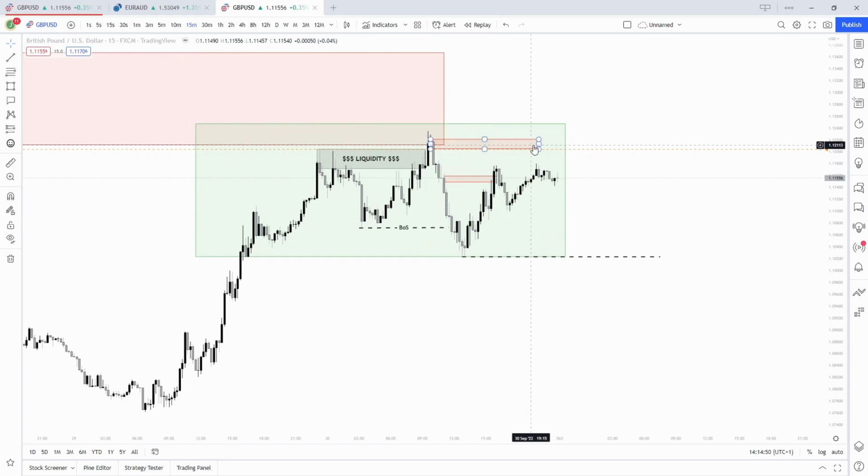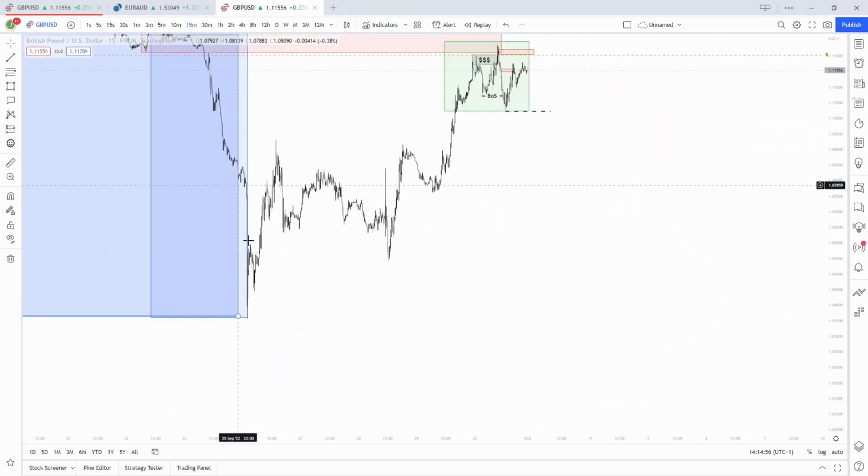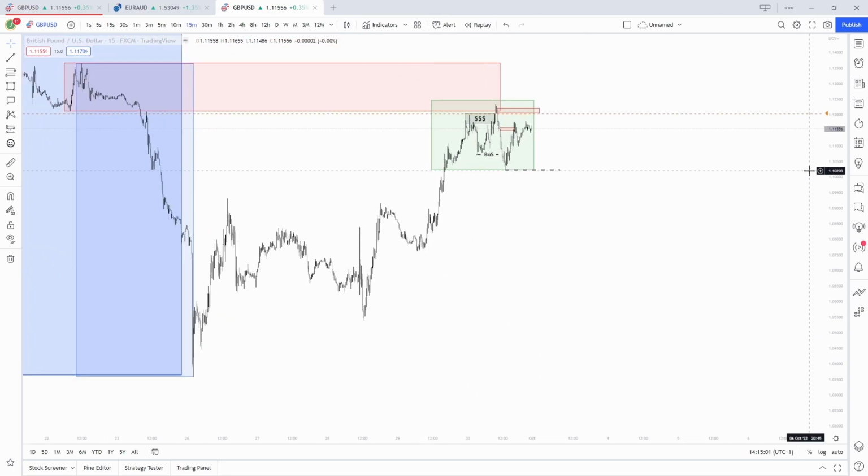I've then identified 2 supply zones, which price may react to. If so, I believe we'll have the reaction. Price will continue lower, and we can look to take a position down to this low here. So that is my outlook for pound dollar in this coming week.